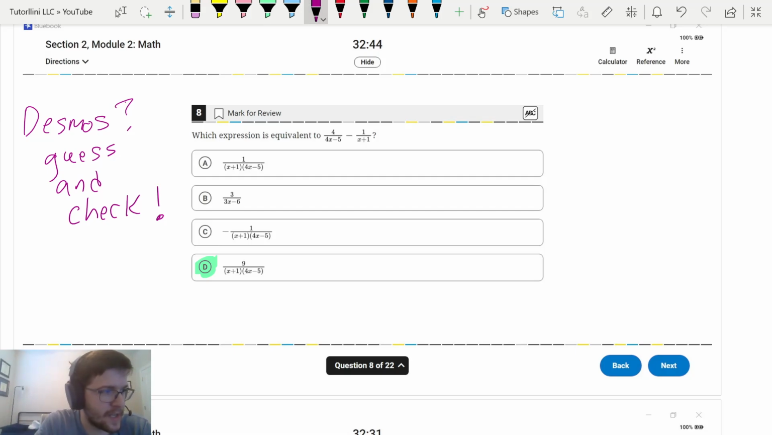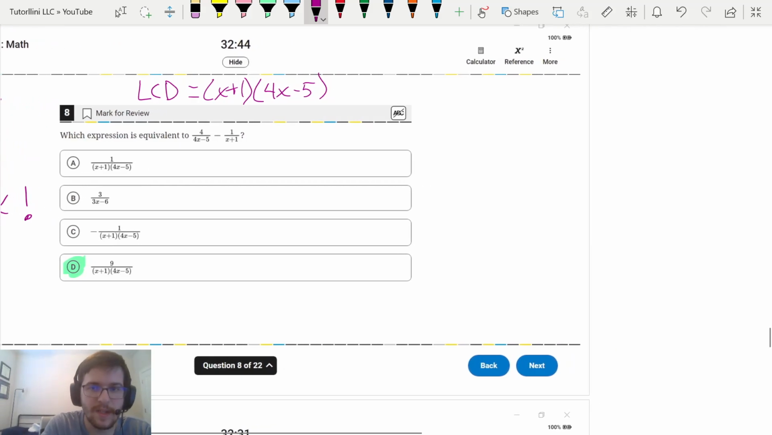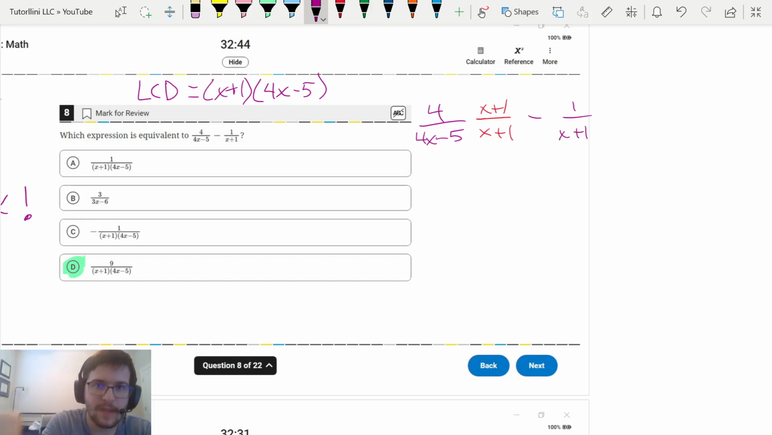Let's go over how to do it just in case you need to know how for a harder one. The denominators are 4x minus 5 and x plus 1. They can't be factored and they have nothing in common, so the least common denominator is just them multiplied together: x plus 1 times 4x minus 5. Now I'm going to get that denominator for both of them. The 4x minus 5 one is missing an x plus 1, so we multiply the top and bottom by x plus 1. And this one is missing a 4x minus 5, so we multiply the top and bottom by 4x minus 5.